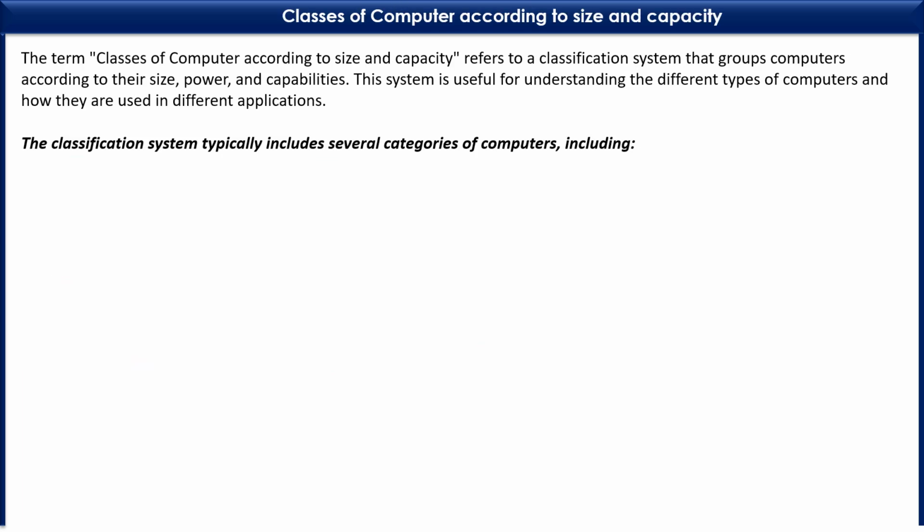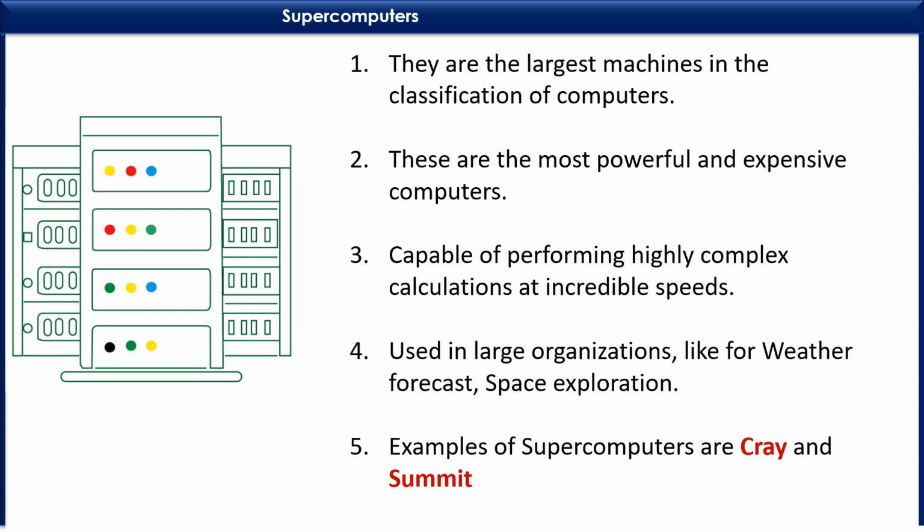Then let's go to the class of computers. Class of computers according to size and capacity refers to the classification system that groups computers according to their size, power, and capabilities. This system is useful for understanding the different types of computers and how they can be used in different applications. So some of the class of computers include supercomputers.